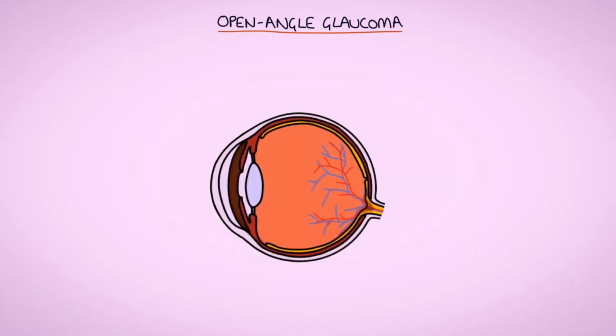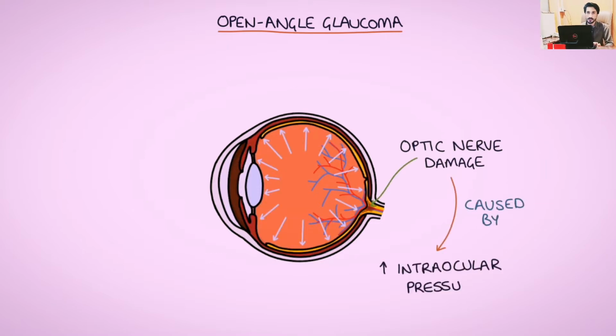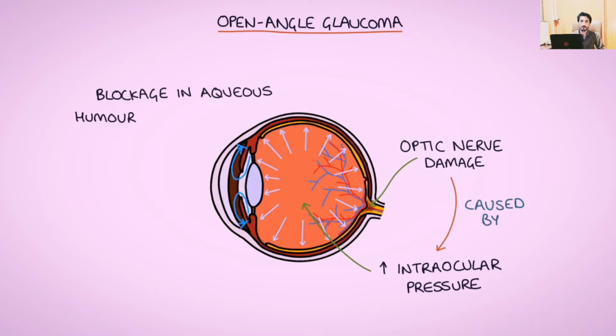Glaucoma refers to the optic nerve damage that's caused by a significant rise in intraocular pressure. The intraocular pressure is essentially the pressure within the eye itself. Raised intraocular pressure is caused by a blockage in the aqueous humor trying to escape the eye. And we'll talk more about the pathophysiology shortly.